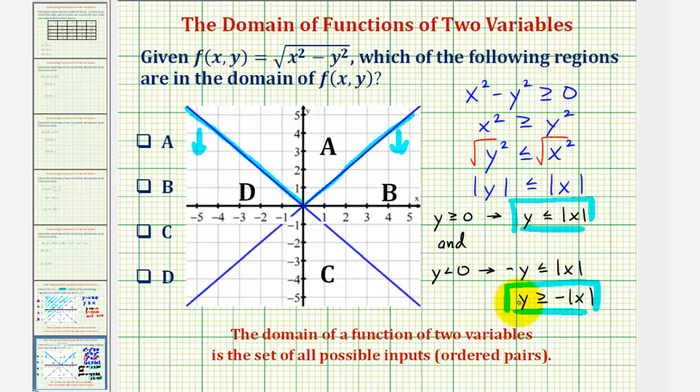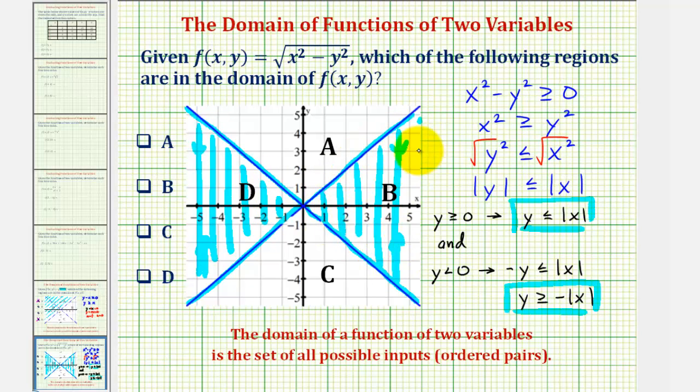But we also want to know when y is greater than or equal to negative absolute value of x. Well, this V shape here that opens down would be the graph of y equals negative absolute value of x. So to shade when y is greater than or equal to negative absolute value of x, we'd actually shade up. So we can see these inequalities are both true in this region and in this region. And therefore the domain of f(x, y) would be in the regions B and D.